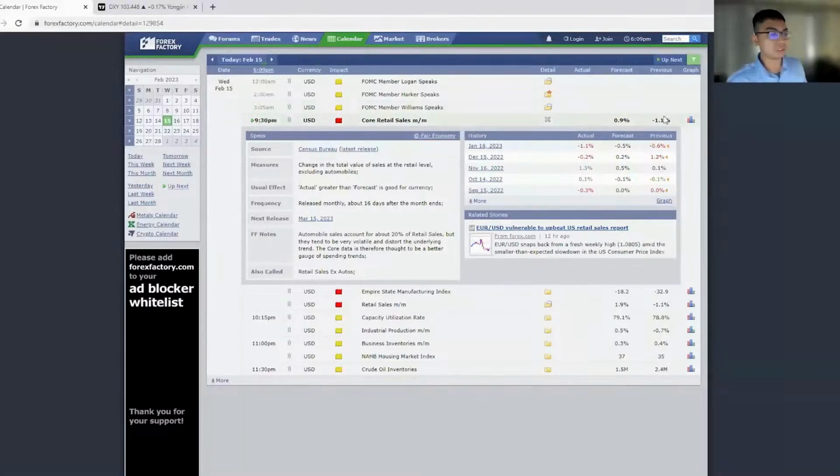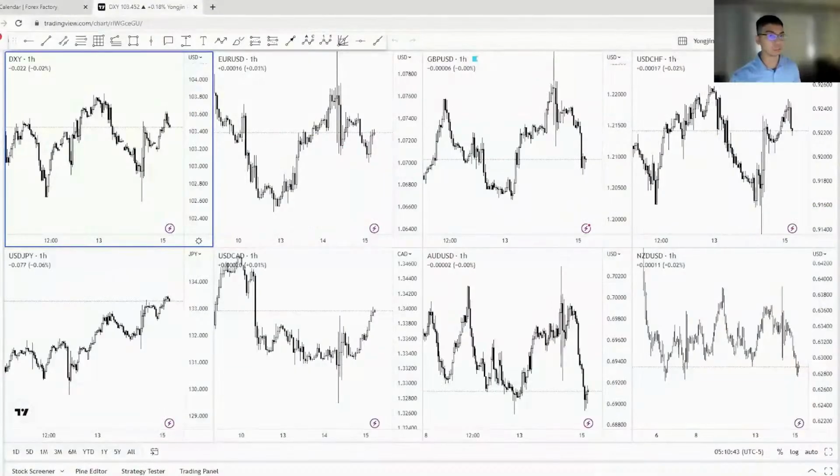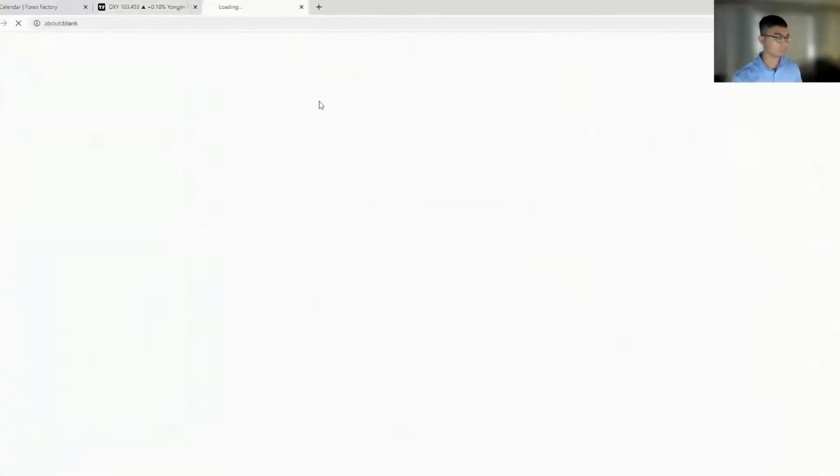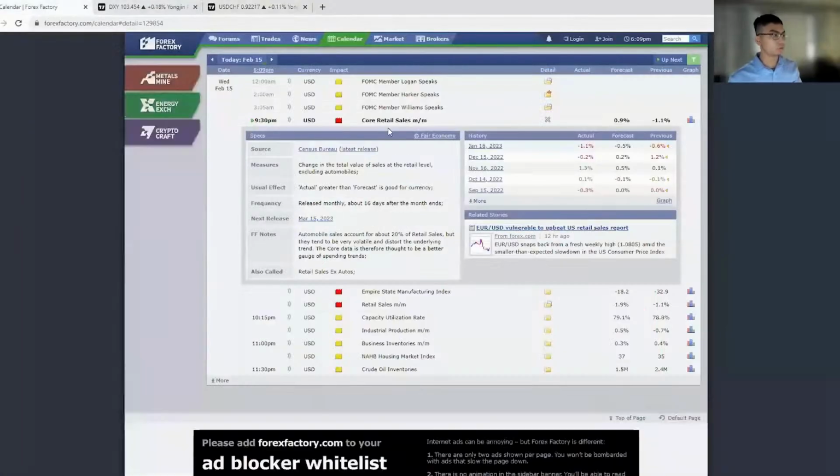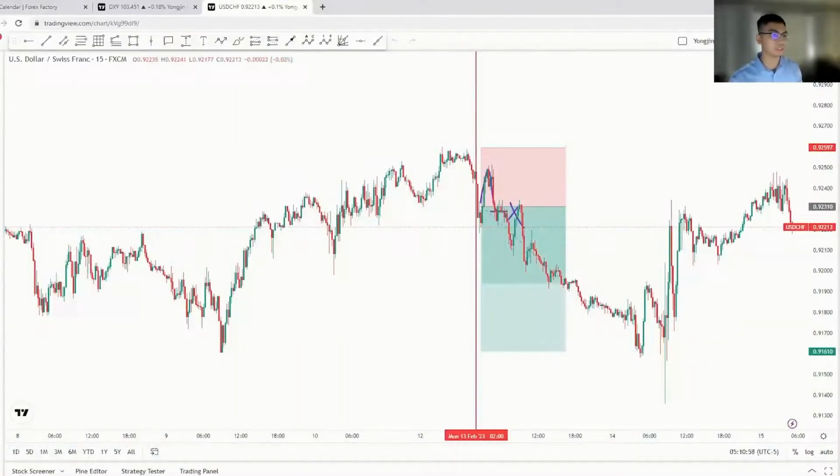So you can go back to the previous data release, which is on September 15, 2022. Go to your chart, click on it, and go back to see how the news event actually impacted the United States dollar. Head on to your DXY chart. It was negative 0.3% versus previous 0%. So September 15, we can take a look at it. Let me load up my layout. We'll be going through core retail sales month-on-month on the DXY chart.